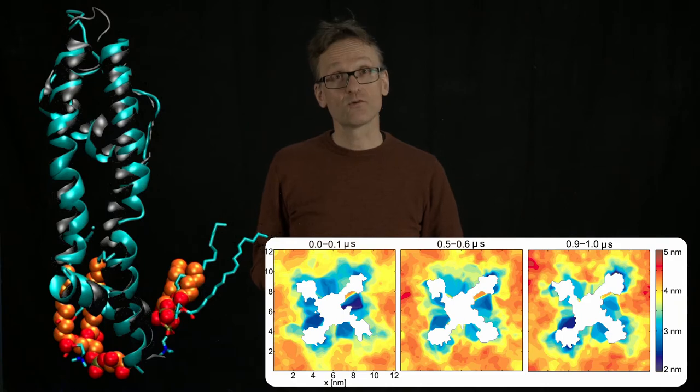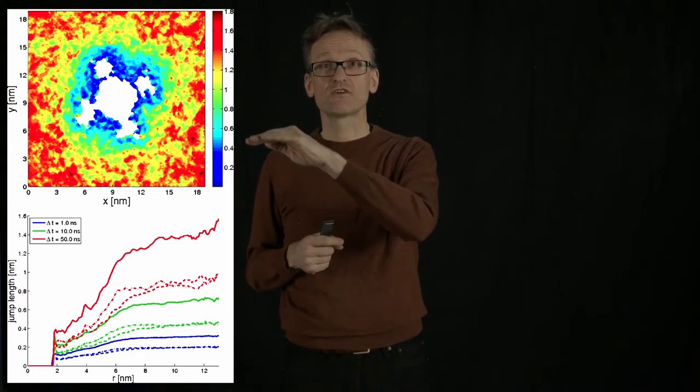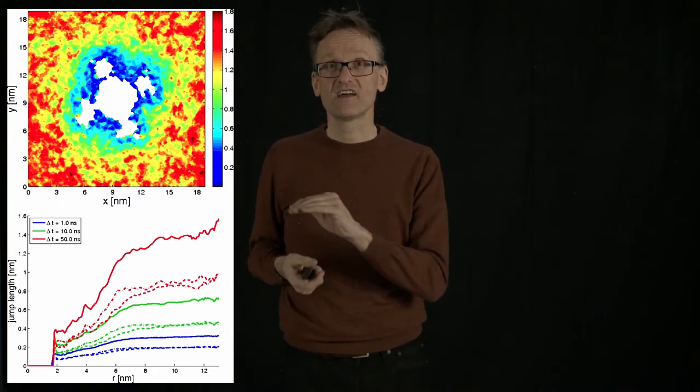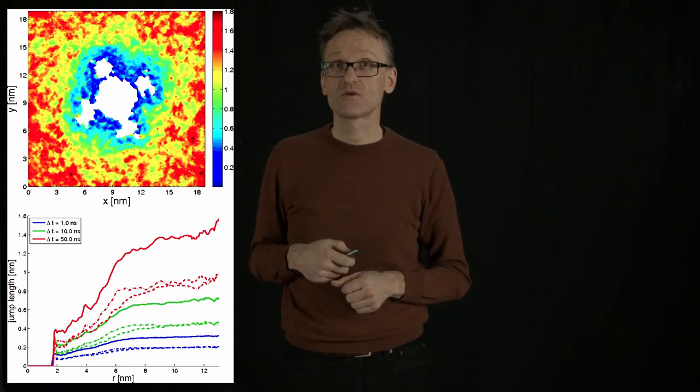We can look at that another way, by checking the average jump length of lipids when they diffuse and see how that varies. As we get further away from the protein, things move faster and faster and faster. But it's pretty much just in the outskirts of this box that we have reached a region where they behave like bulk lipids, lipids that are in a pure lipid bilayer. Anywhere close to the protein, we're going to have a significantly influenced property here.